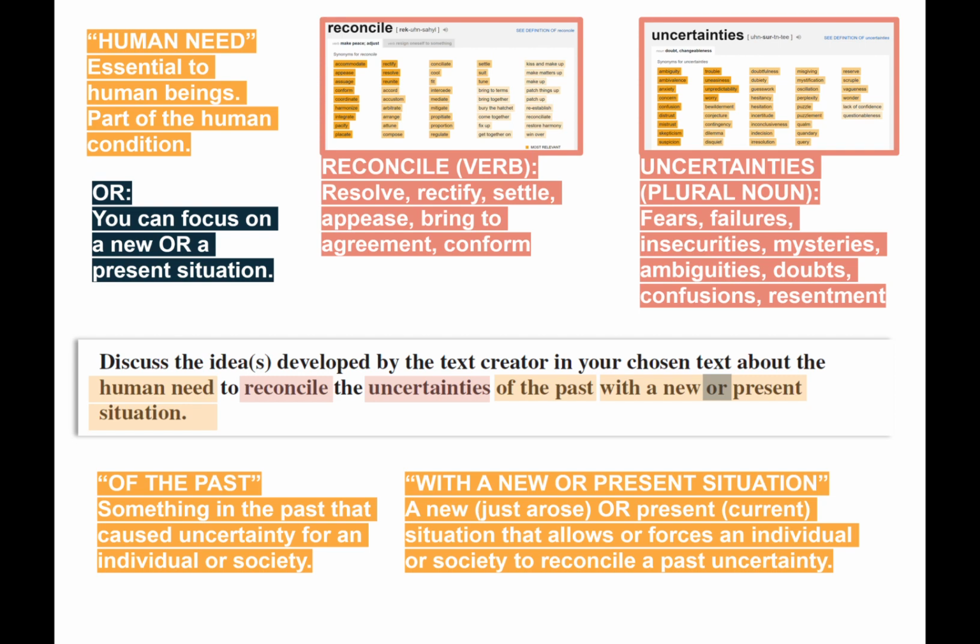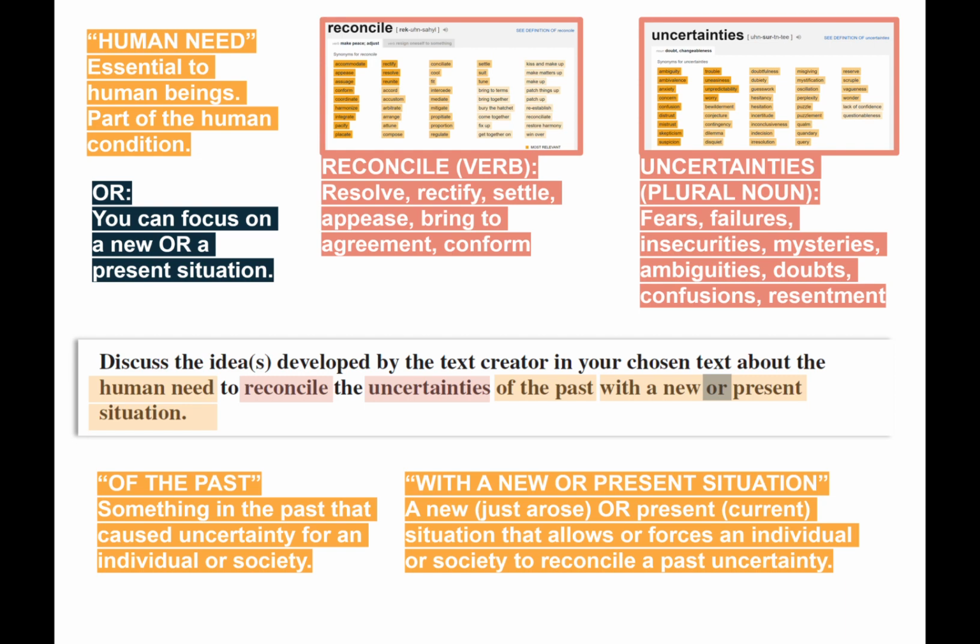So in this case, I looked up uncertainties as a plural noun, and other words that mean similar things include fears, failures, insecurities, mysteries, ambiguities, doubts, confusions, and resentment. I might not have considered insecurities or resentment when I first looked at the word uncertainties, so going through this process was helpful for me to expand the possibilities.